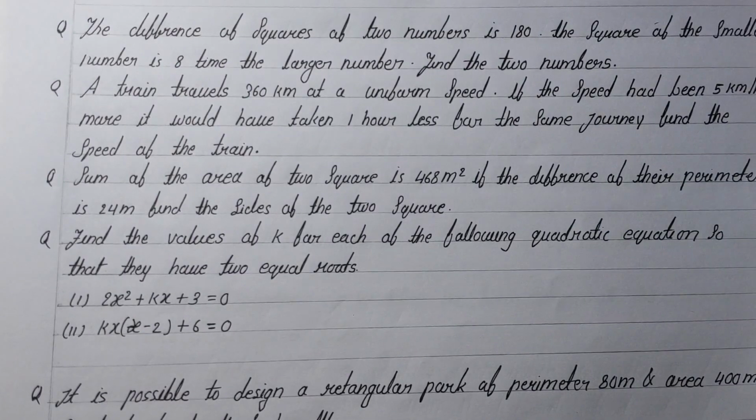Next, a train travels 360 km at a uniform speed. If the speed had been 5 km per hour more, it would have taken 1 hour less for the same journey. Find the speed of the train.